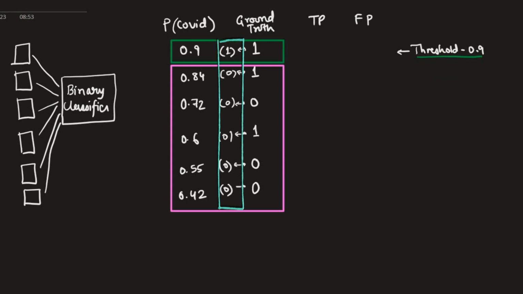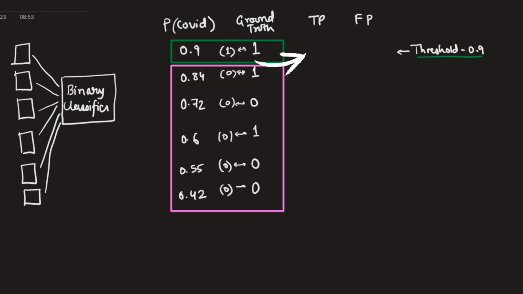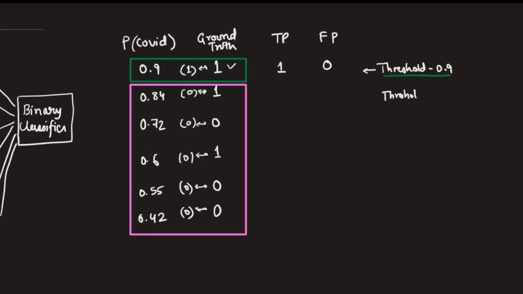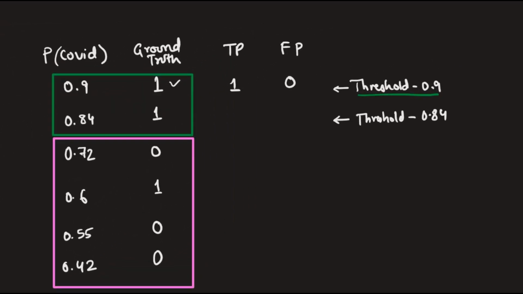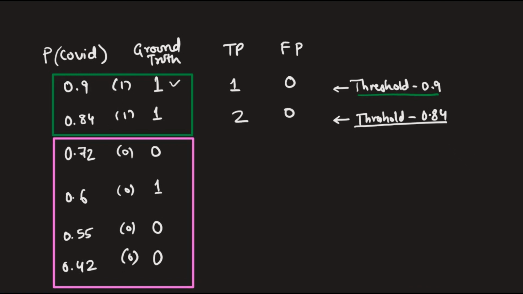We check this prediction with the ground truth of the images, which has been prepared by an experienced radiologist. From this prediction, we find the total number of true positives and total number of false positives. So at threshold of 0.9, the model gives us 1 true positive and 0 false positive. Next, we check the threshold for 0.84. In this, the top 2 images are labeled 1 because their probability is more than or equal to 0.84. And then we find out the true positive and the false positive at this threshold.